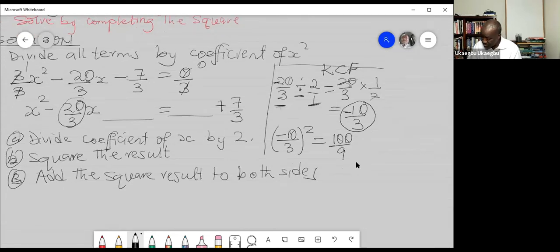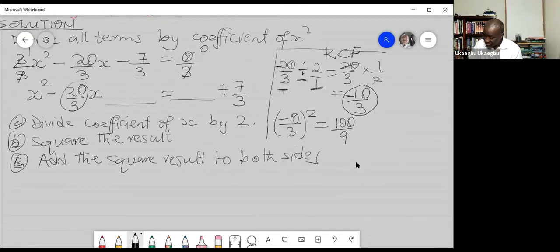So I am going to add 100 over 9 to the left side. I will also add 100 over 9 to the right side. Okay, so let's do that. So we are going to have x squared minus 20 over 3x plus 100 over 9 equal to 100 over 9 plus 7 over 3.